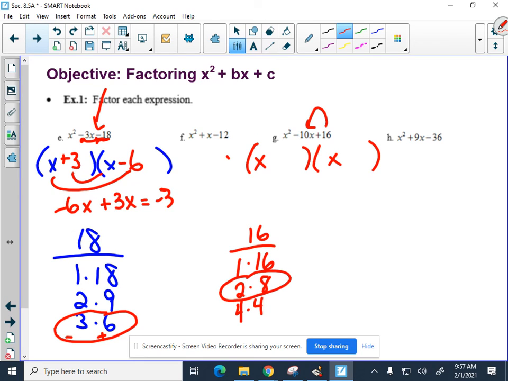Now, one of the rules, if the last number is negative, you got one positive, one negative. If the last number is positive, they're the same. So to get it to negative 10, they're both going to have to be negative. Because that's negative 8x, and negative 2x makes negative 10x. All right, try the next one. Are they going to have to add or subtract on this one? Subtract. So see if you can do this one.